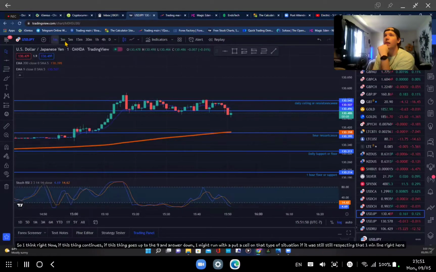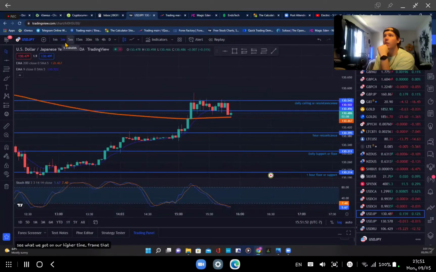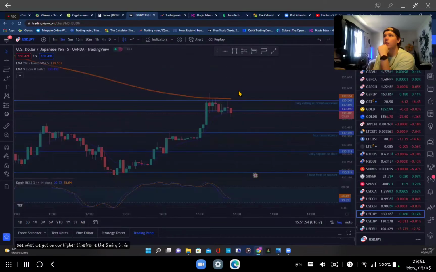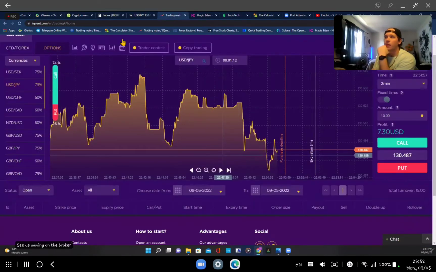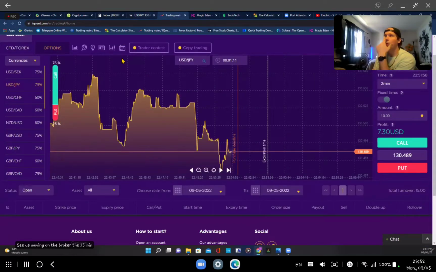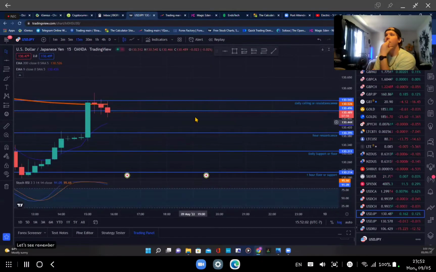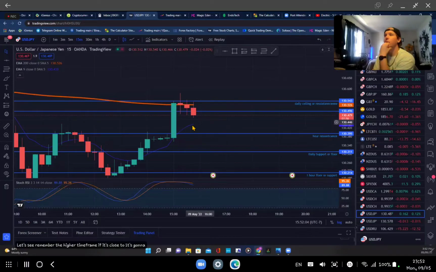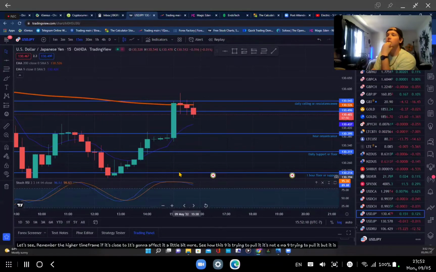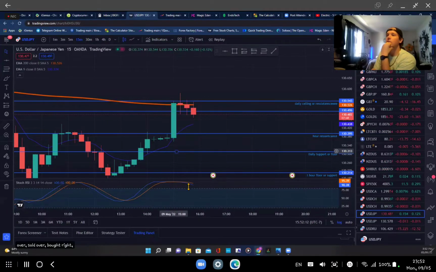Let's see what we got on our higher time frame. That 5-minute, 3-minute. Let's see how it's moving on the broker. That 15-minute might pull it up. Remember, the higher time frame, if it's close to it, it's going to affect it a little bit more. See how this 9's trying to pull it? It's not EMA 9 trying to pull it, but it is oversold or overbought, right? It's overbought right now at the bottom.